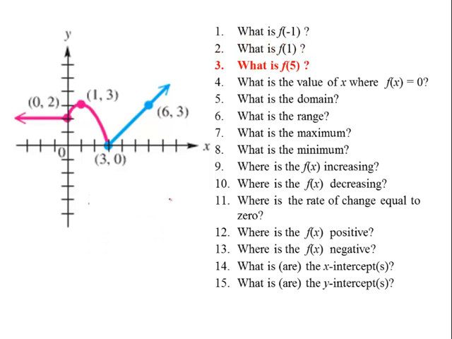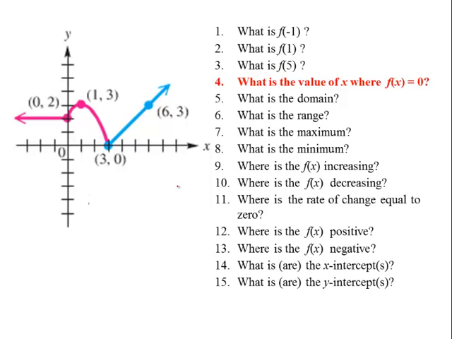Number 3, what's f of 5? We gotta go x, 1, 2, 3, 4, 5. Put a dot, and it appears to be 2. So f of 5 equals 2. Number 4, what is the value of x when f of x is 0? F of x is 0 is right here. It's only intersecting one spot, and that is when x is equal to 3.